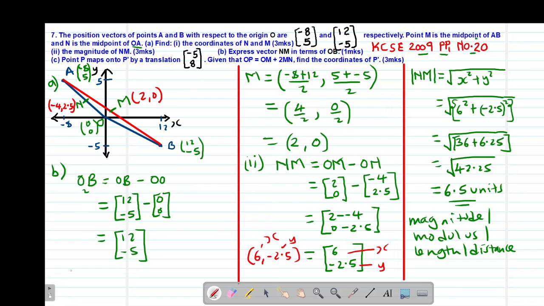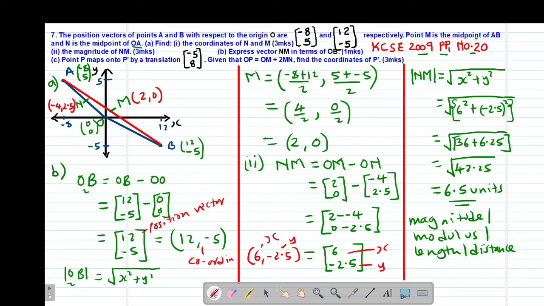Therefore, the modulus or the magnitude of vector OB will be given by the square root of x squared plus y squared. Its coordinate is 12, negative 5. Remember, this we call the position vector when it is written vertically. When you write it horizontally, it becomes a coordinate. This is the x coordinate and this is the y coordinate.